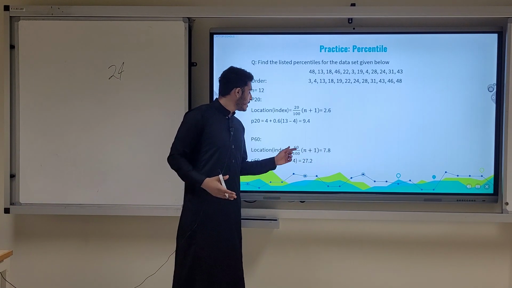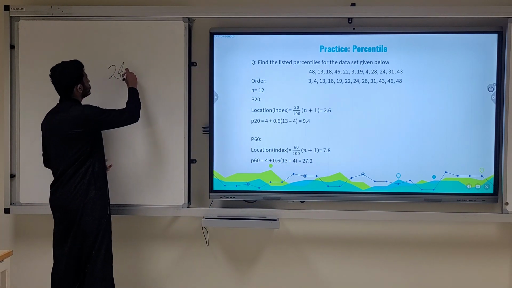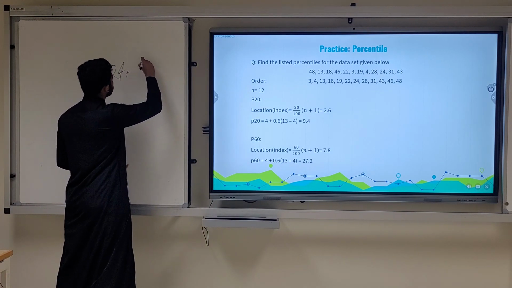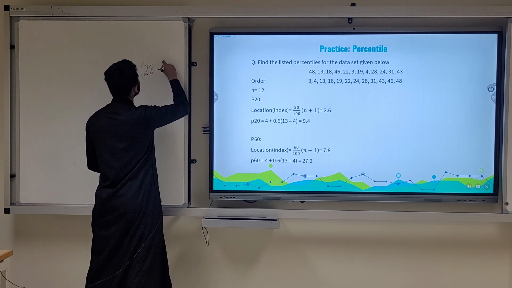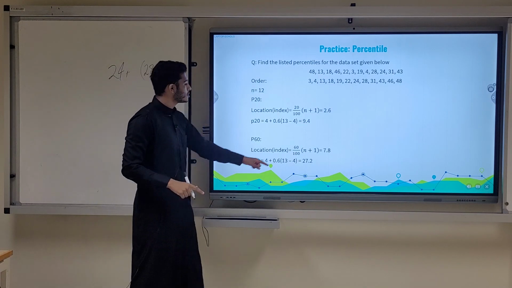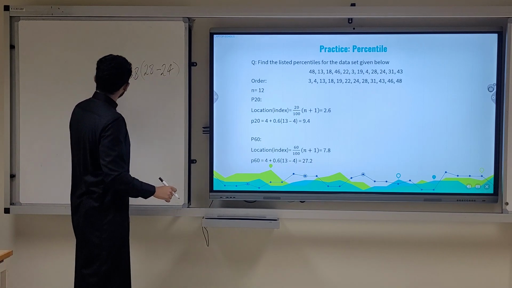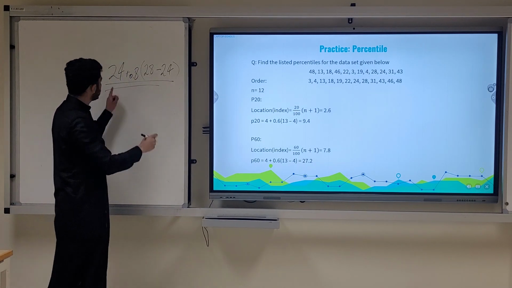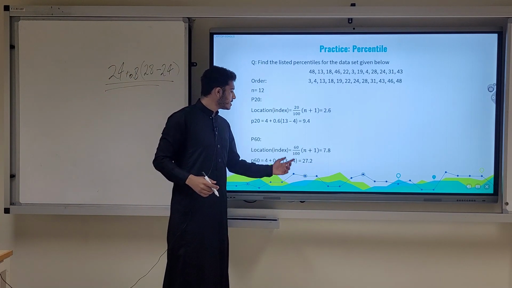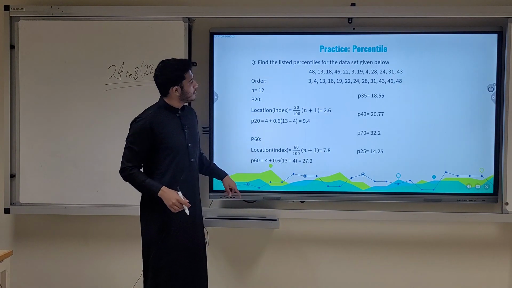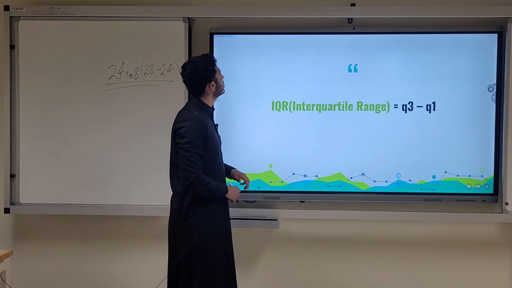So what should we do? We get the distance between the 7th and the 8th index. We take the 8th index, 28, and subtract the 7th index from it so we can get the distance between them. Then we multiply by this fraction, which is 0.8. If we do it correctly and calculate it, we're going to get 27.2. These are percentiles that you can practice by yourself, and that's it for percentiles.